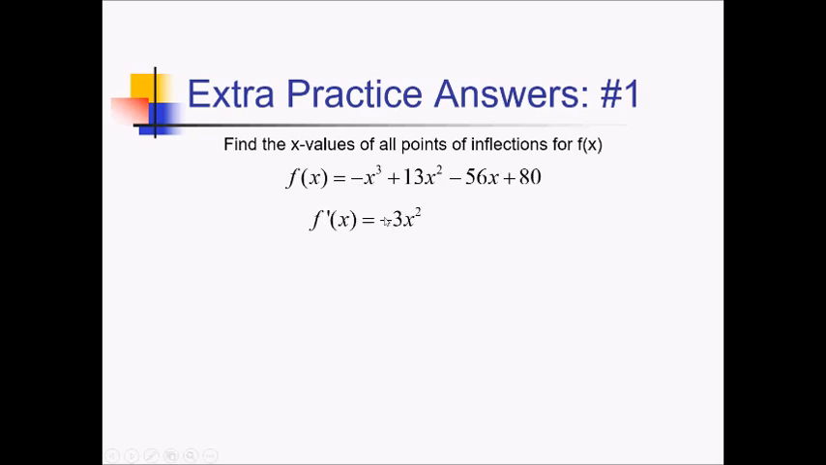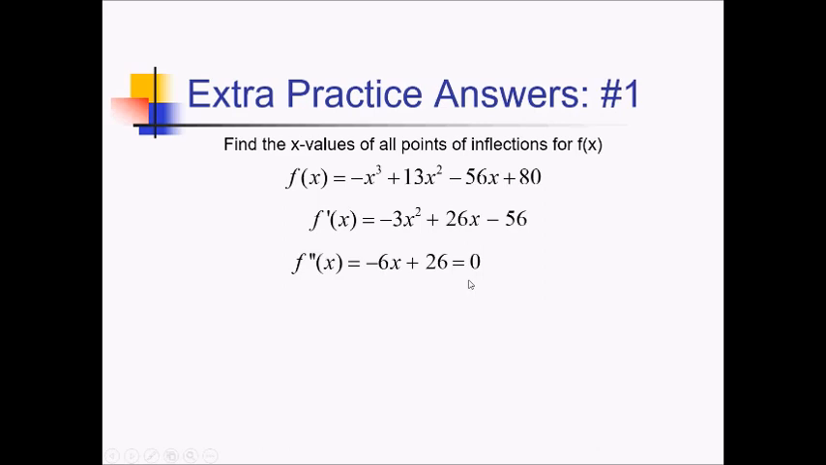That's going to be negative 3x squared plus 26x minus 56, and then that 80 just gets zeroed out because the derivative of a constant is 0. Next, I need f double prime, so that's going to be, using our power rule here, negative 6x plus 26. And then I'm going to set this equal to 0 and find some critical values.